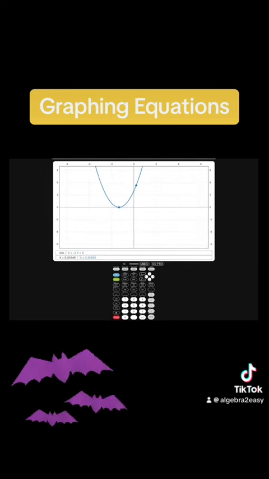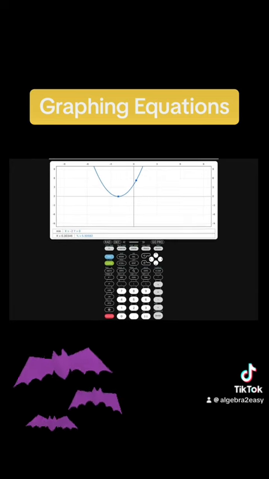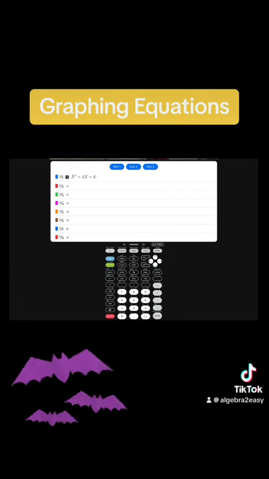And I'm just going to zoom out here a little bit. We see that the function is crossing the y-axis at 4. And if we go back to our equation, that's exactly what we thought it should be.